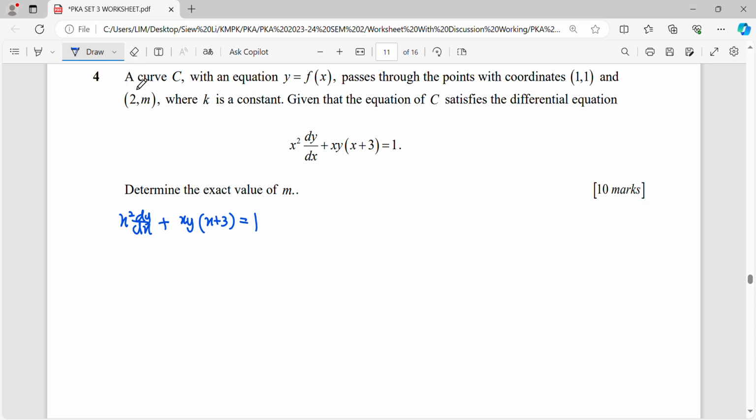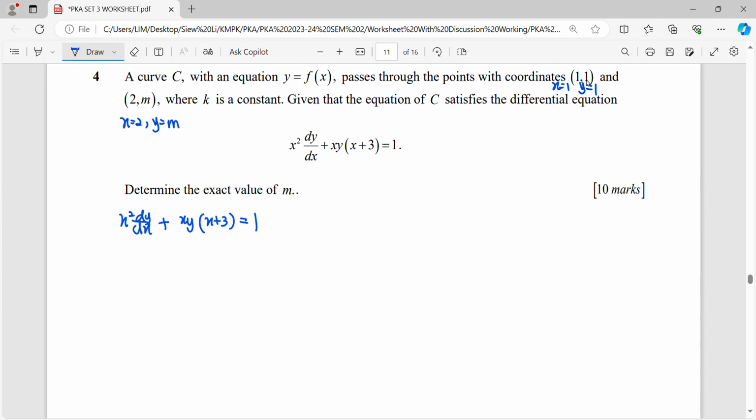Okay, so a curve with equation y equals a function of x passes through the point with coordinates (1, 1). So this one indirectly tells you the value of x and the value of y. Coordinate x equals 1, y equals 1. And another coordinate here means x equals 2, y equals m. So given your equation, it satisfies the differential equation as below.